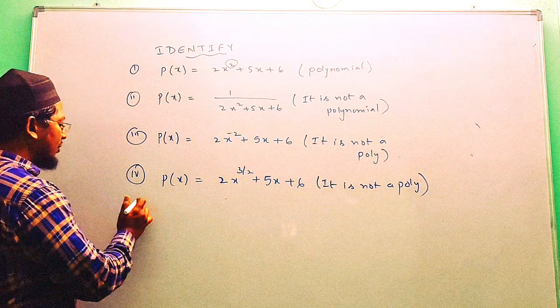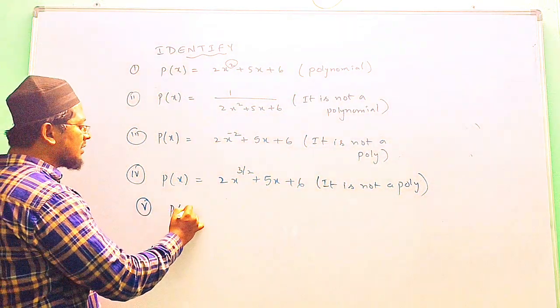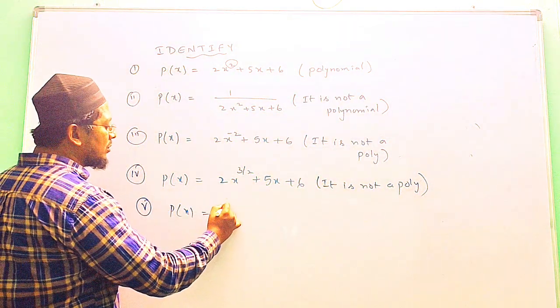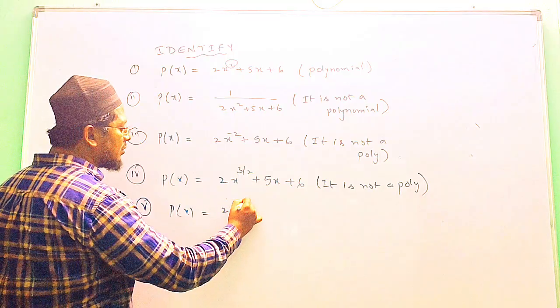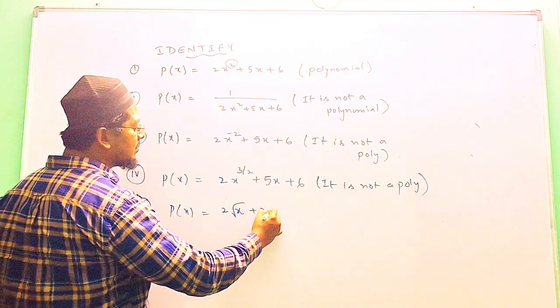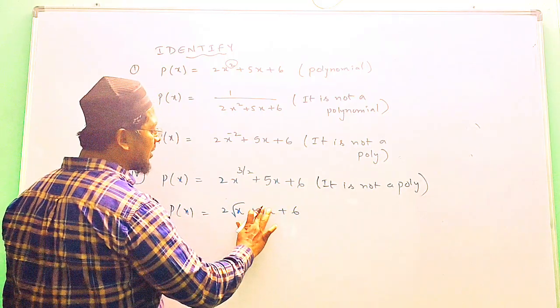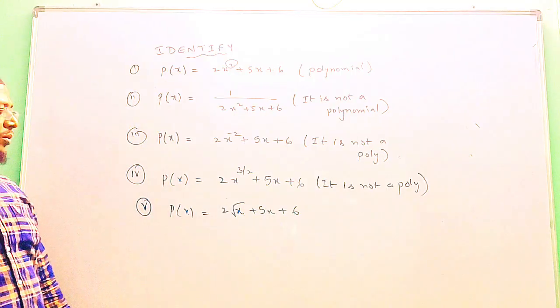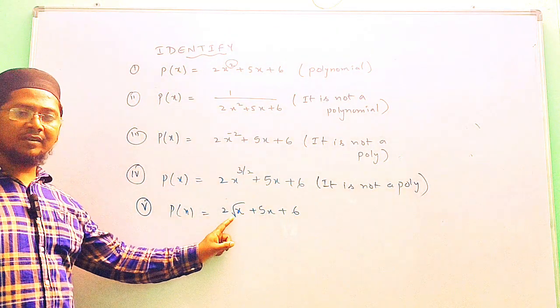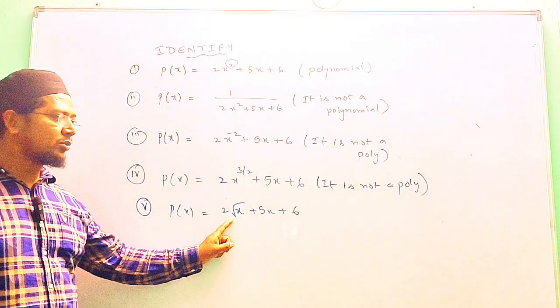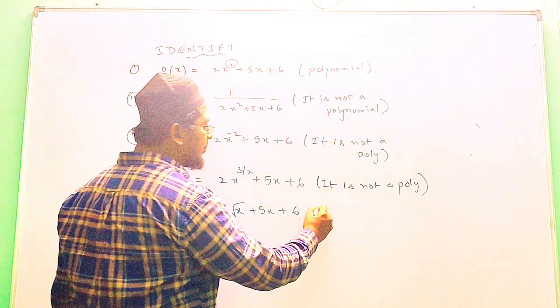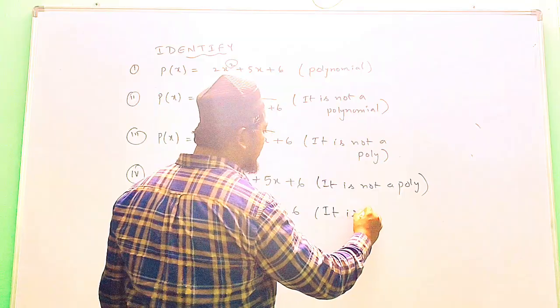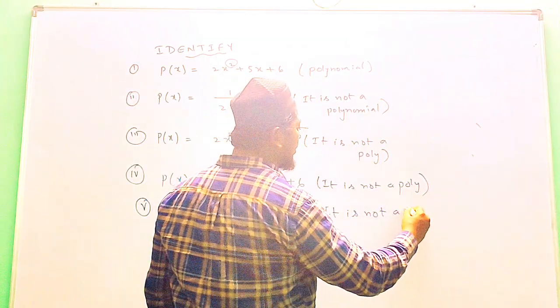Another example is the fifth one. P of x is equal to 2x power 2 root x plus 5x plus 6. In this case also, what is the power of the variable? A root. So it is also not a polynomial.